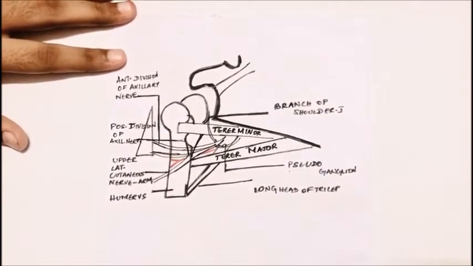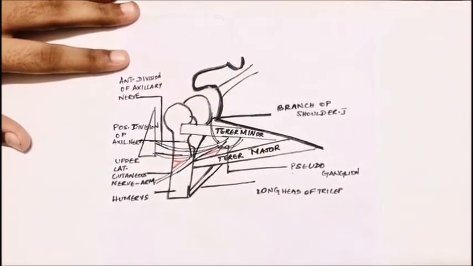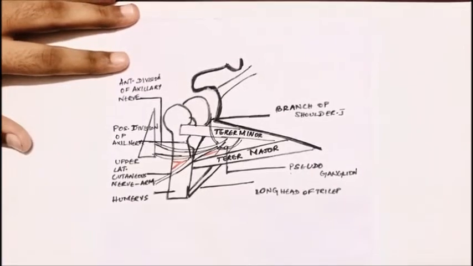So what does Hilton's law state? It states that the nerve supplying the muscles acting on a joint supplies the joint and the skin over the joint.